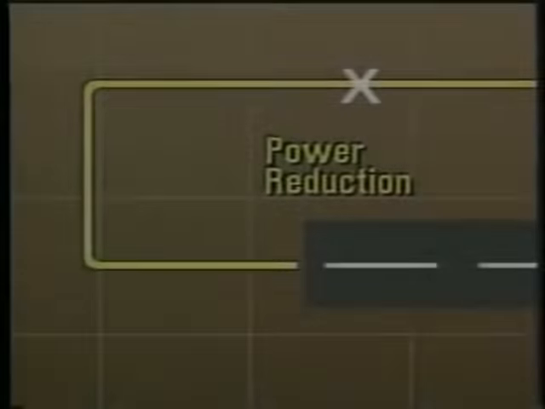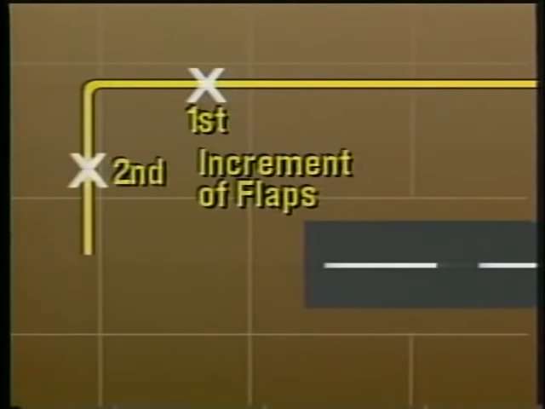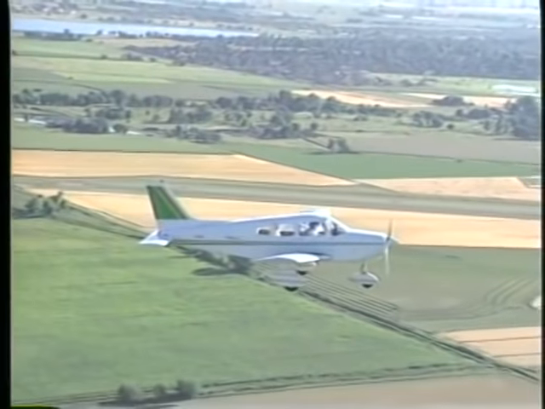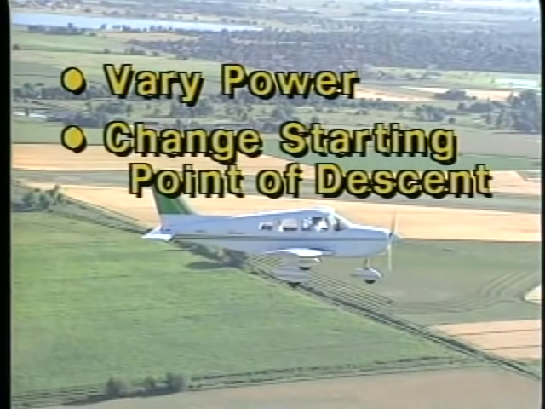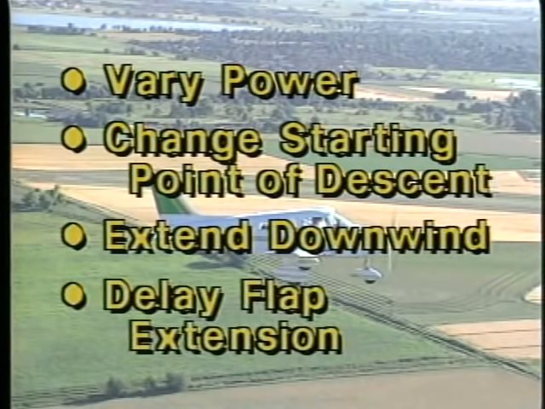Throughout your training, you should try to be as consistent as possible to reduce the number of adjustments needed in the traffic pattern. However, you may have to alter the pattern for local procedures or for proper spacing behind other aircraft. If adjustments are required, you can make them in several ways. You may vary power or change the starting point of the descent. You may also extend the downwind or delay flap extension. The earlier you recognize a need for adjustment, the smaller the correction will have to be.